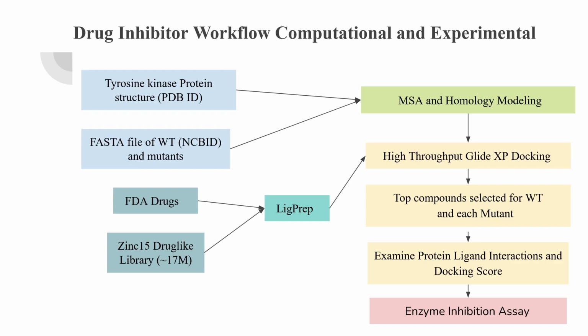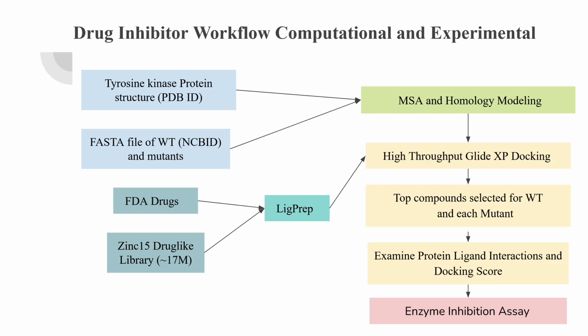Here is the drug inhibitor workflow, computational and experimental. On the computational side, the tyrosine kinase protein structure, PDB ID, and the FASTA file of wild-type NCBI ID and mutants are gathered for multiple sequence alignment and homology modeling. Then it goes through high-throughput Glide XP docking. In the same way, the FDA drugs and the ZINC15 drug-like library of 17 million compounds go through LigPrep, and they also go through high-throughput Glide XP docking.